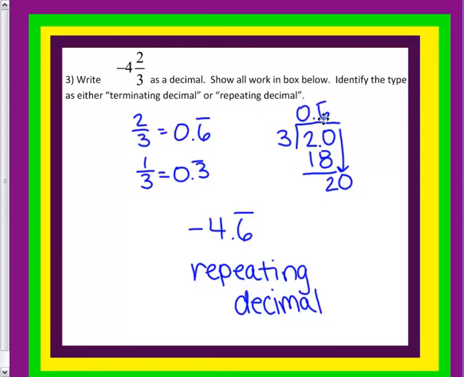3 goes into 20 6 times. 6 times 3 is 18, and we'd be left with 2. And that's going to form a 20 again. So 3 would go in 6 times, and it's going to repeat over and over again. So that's why it's a repeating decimal.